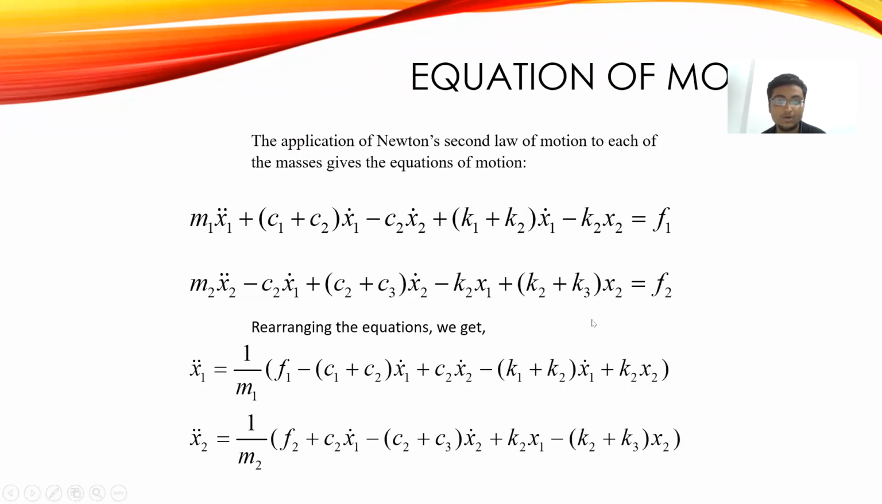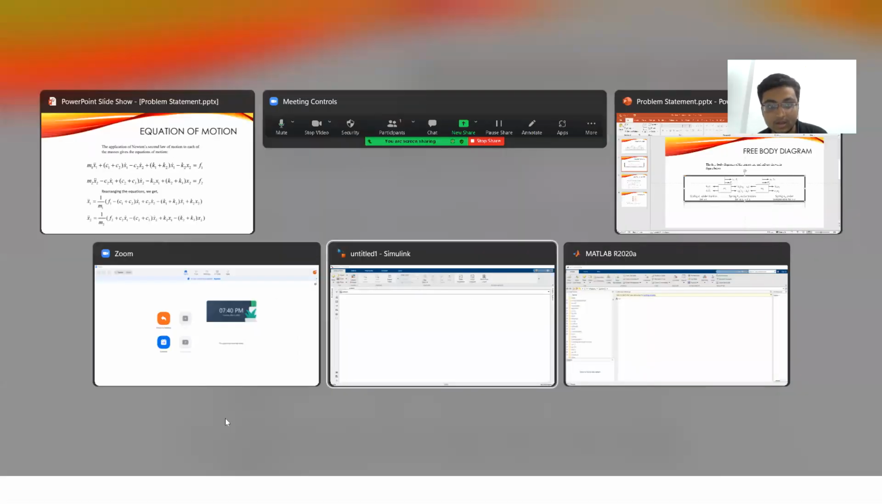By applying Newton's second law of motion, we will get the equation of motion for the corresponding masses. Since we have 2 degrees of freedom, we will get two equations with corresponding forces and mass terms, displacement and velocity. For our Simulink model, we will rearrange these equations so that we get the second order derivative on one side and other terms on the right hand side. So we have these two equations which we will try to solve using MATLAB Simulink. Let's get to the MATLAB Simulink.